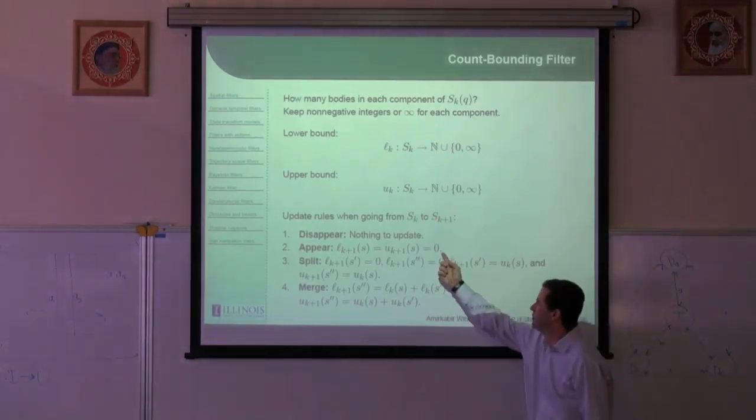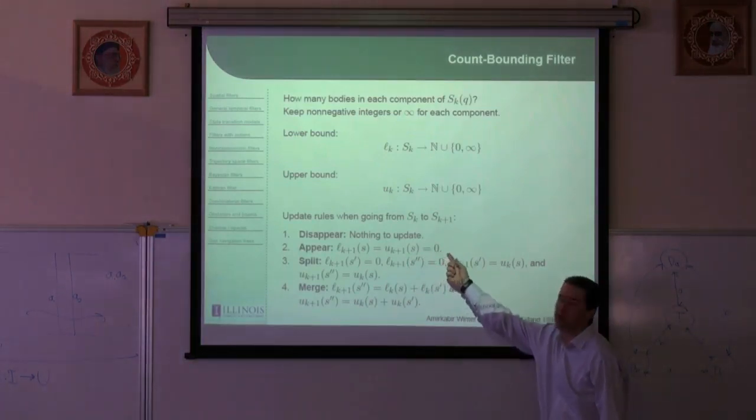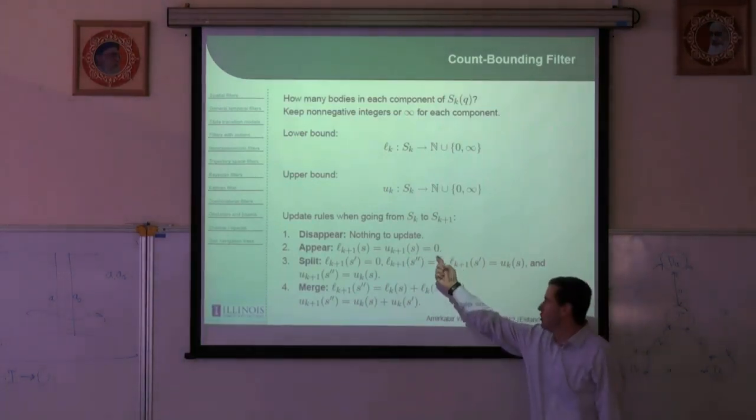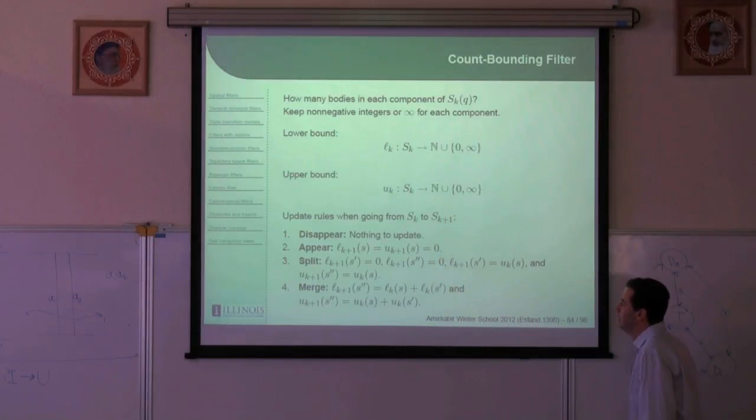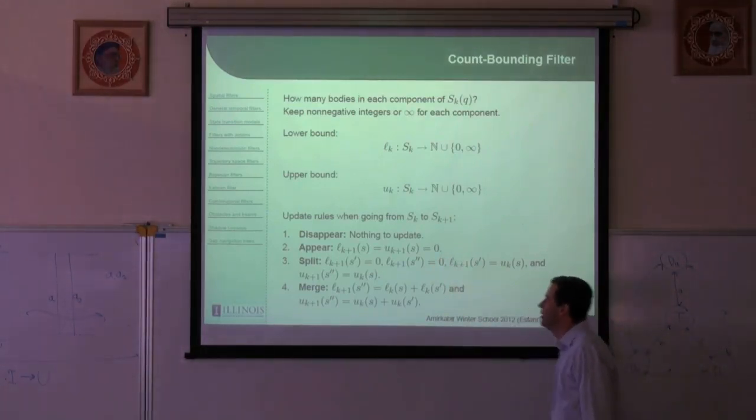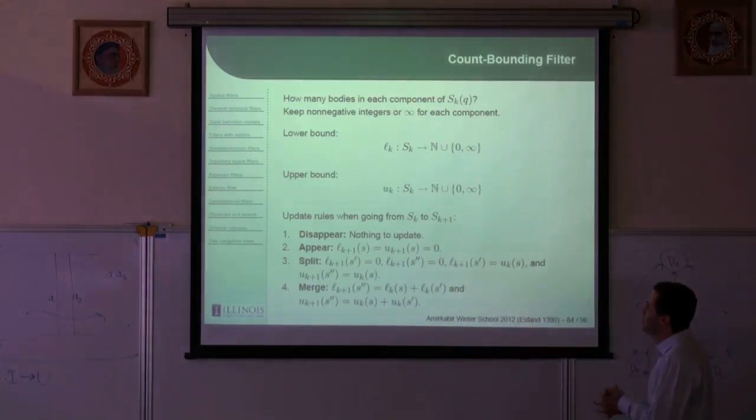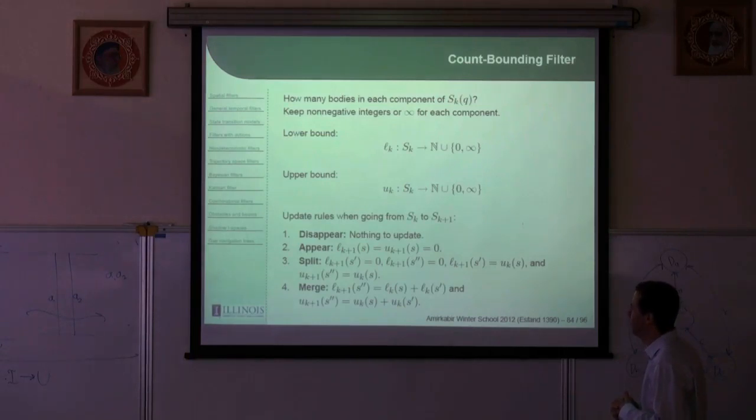The appearance case, I'll just assume that whenever a shadow appears, there's nobody there. So it appears with upper and lower bound of 0. Disappear again has nothing to update. All that leaves is the split case, which does what? So if we split, what is all that saying?